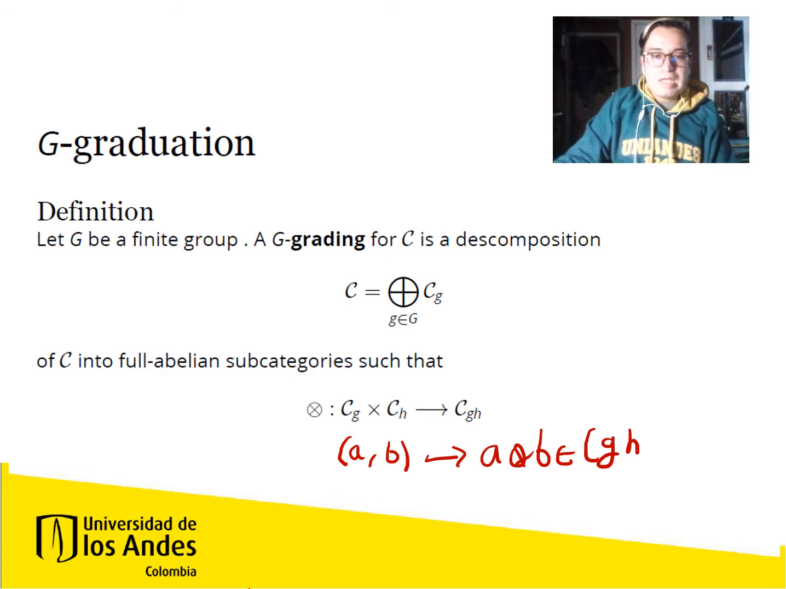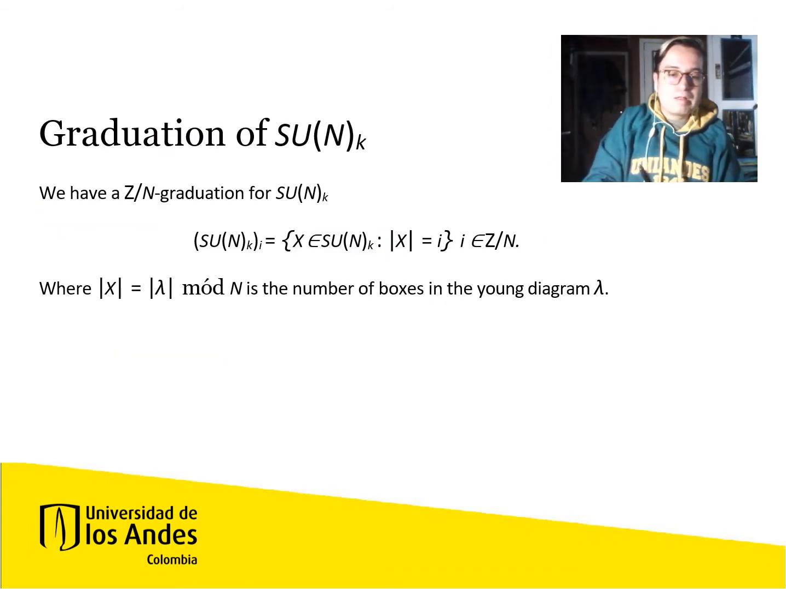Okay, now with this, I will give the example of the graduation of my fusion category SU(N) level K. We have a C_N graduation for this category that is given by the number of boxes in the Young diagram associated to the object in this category. Here I'm taking the number of boxes mod n. So this induces a graduation for my category.